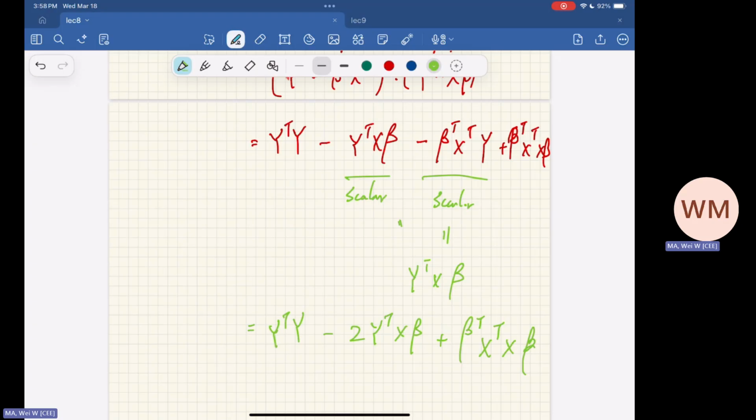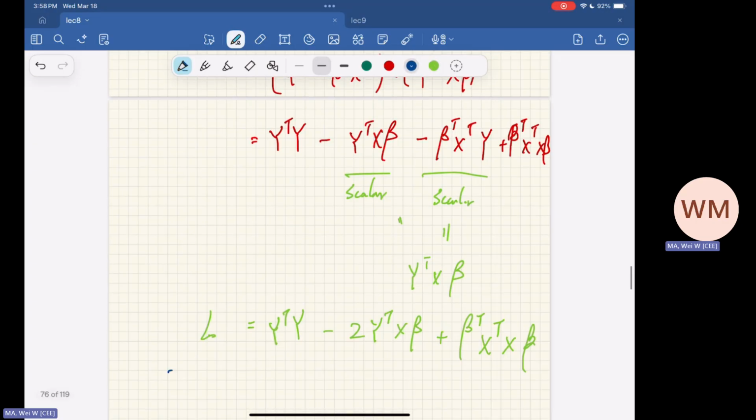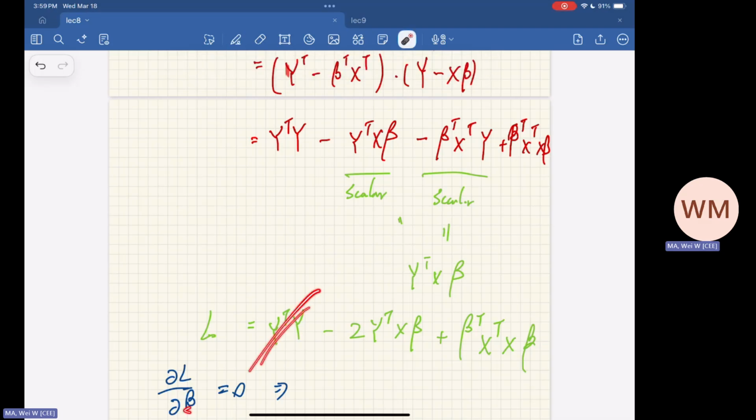So basically this is our objective, and we want to minimize this. What we can change is beta, right? So what we can do is set partial L partial beta to be 0, which finds the minimal location. So how do we calculate this? Partial L partial beta of the first term gives you 0, because it is not related to beta.